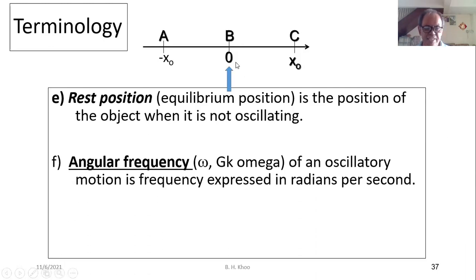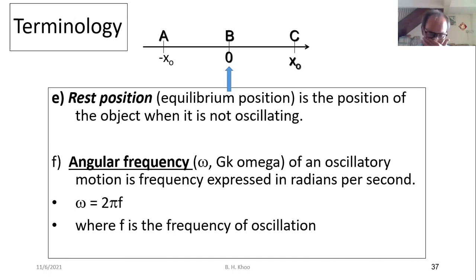Then angular frequency, right? When we study circular motion, we call it angular velocity. But here we cannot call it angular velocity because it's not turning any angle. So we call it angular frequency. Same, omega. It's just a frequency expressed in radians per second. Omega is 2 pi f, same as your alternating current. F is the frequency of oscillation. This is one oscillation. So one oscillation is 2 pi, that's why it becomes 2 pi, because we want omega in radians per second.